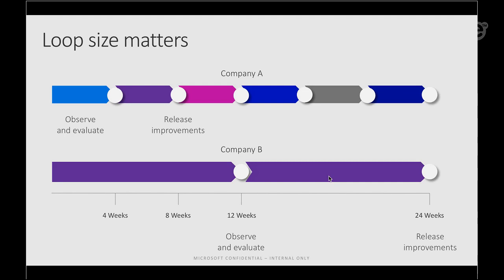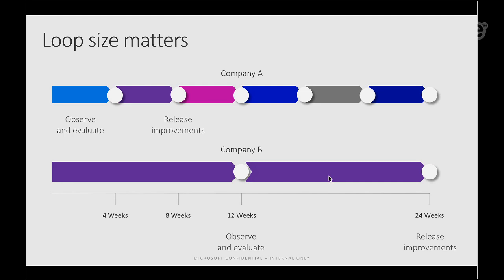Company A has really built out their distribution and their testing cycle, ideally through automation, to release every 4 weeks. So from the far left-hand side of the timeline here, at 4 weeks, they've delivered, they've had an opportunity to observe and evaluate. They release again at 8 weeks, and then they can observe and evaluate again. So company A at 4, 8, 12, 16, and so on is releasing a new version of their app.